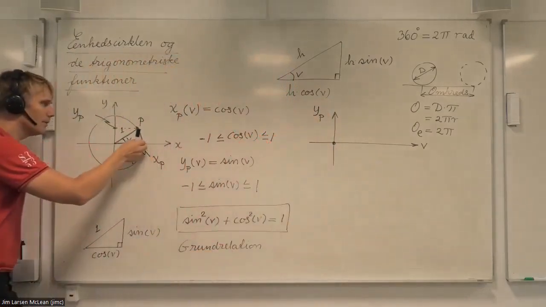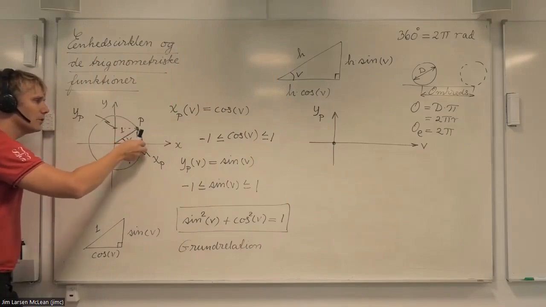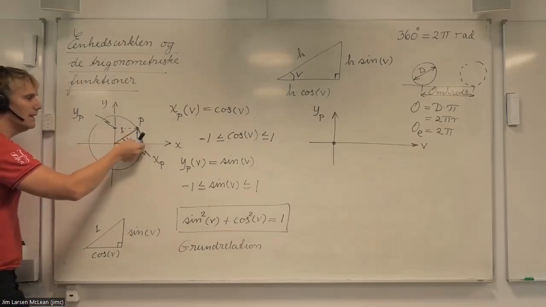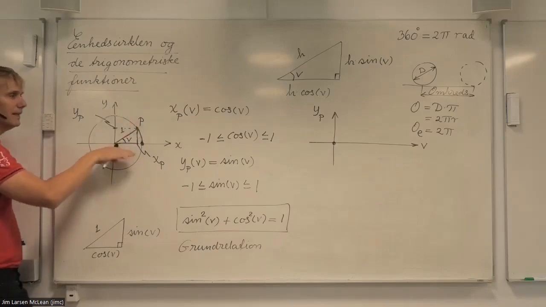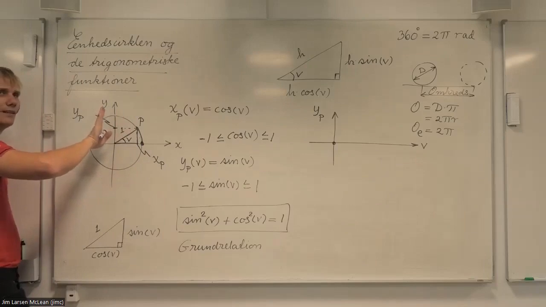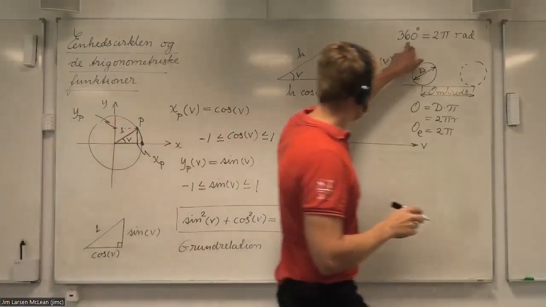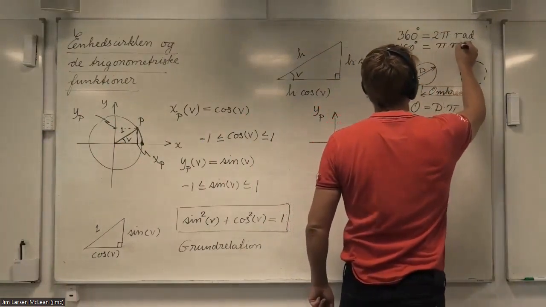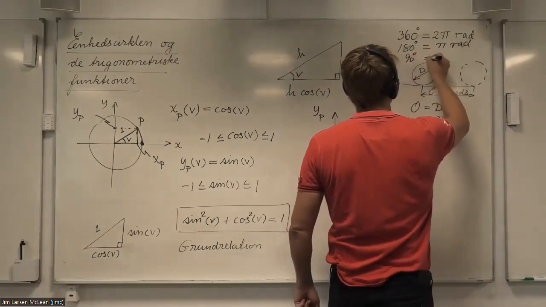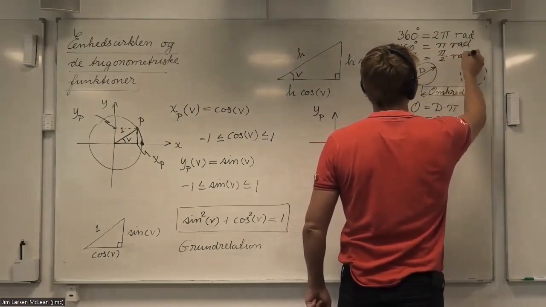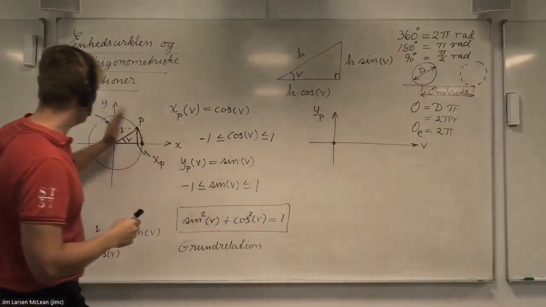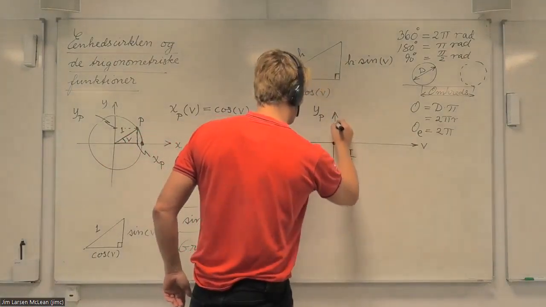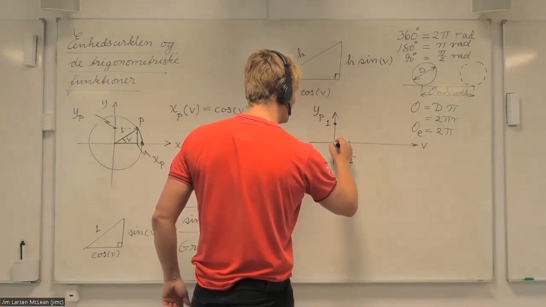What happens when I go up here? The y-coordinate grows from 0 to 1. Can you see that? And when does it become 1? It does when P reaches all the way up here at an angle of 90 degrees. But if 360 degrees is 2 pi radians, then 180 degrees must be half as much. That is pi radians. And that means 90 degrees is pi half radians. So 90 degrees is like this here. Yes, it's pi half radians. So when I get to pi half here, now I'm up at 1. And the graph looks like this so far.